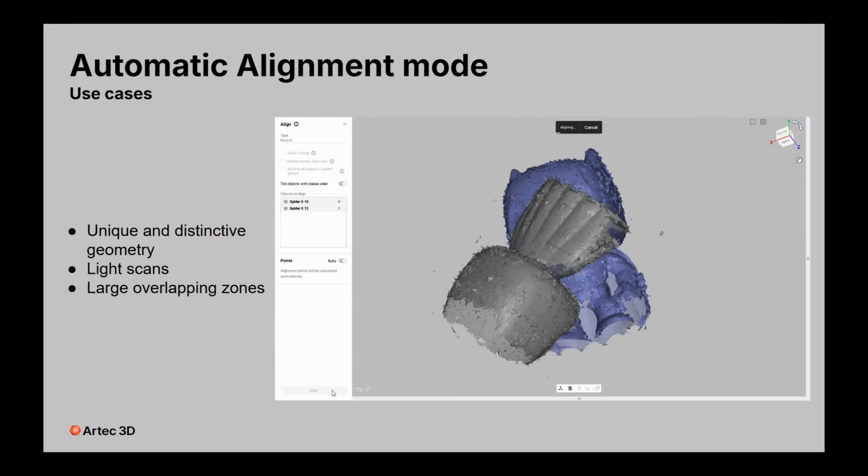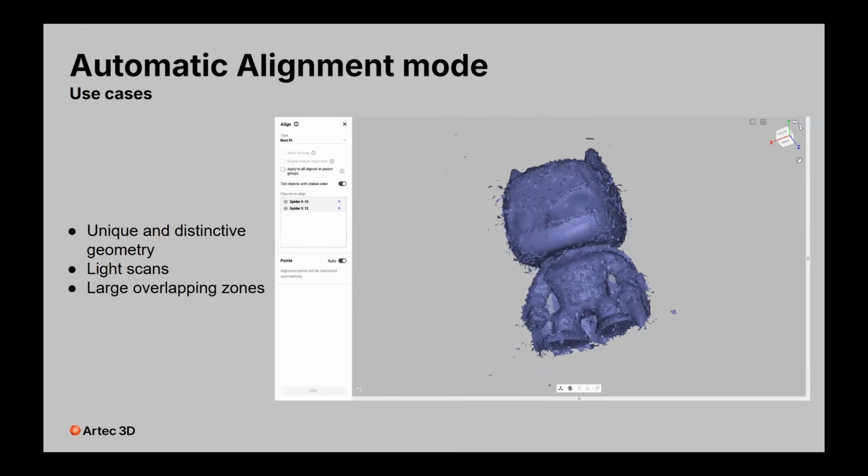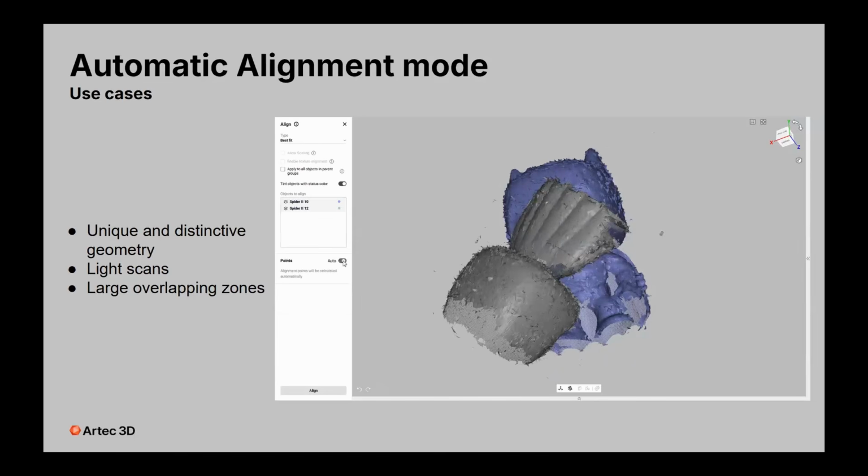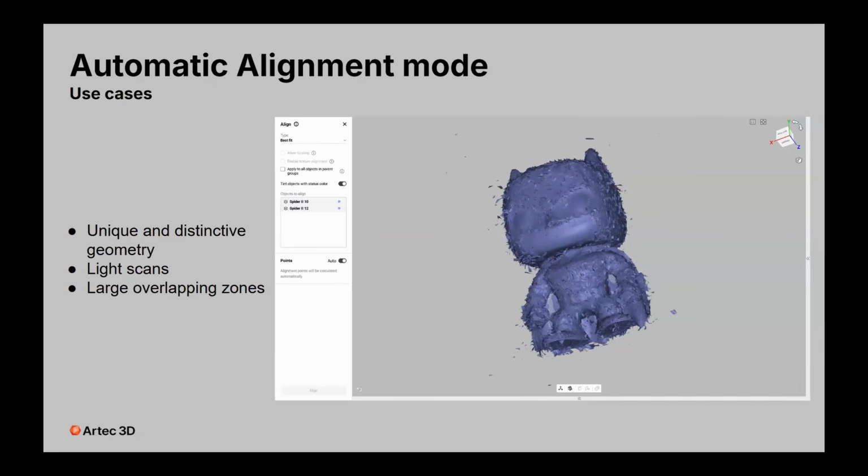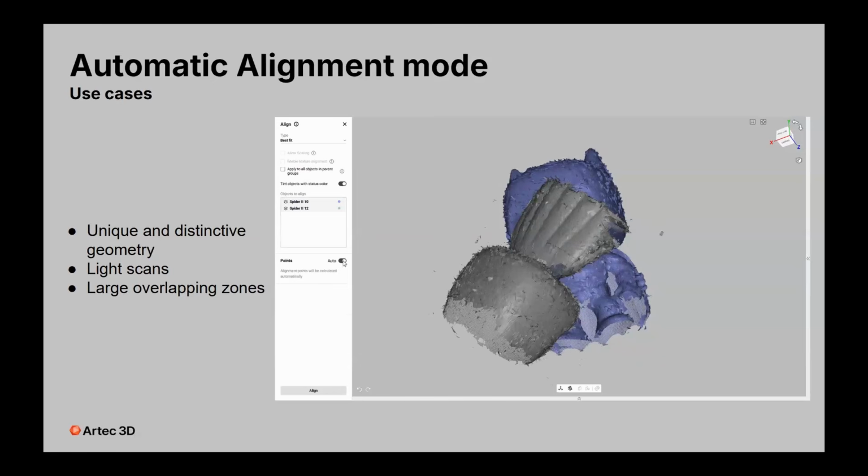The use cases for this mode are when you're aligning light scans between each other. I would not recommend using this mode on heavy scans where you have a lot of frames, where you have a lot of data, because it might be quite time consuming for the software to align those scans automatically without the help of the user. So it will take a significant time if you have a lot of frames. So yeah, it's more suitable for light, small to medium scans.